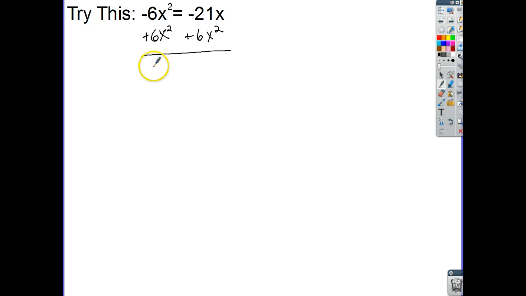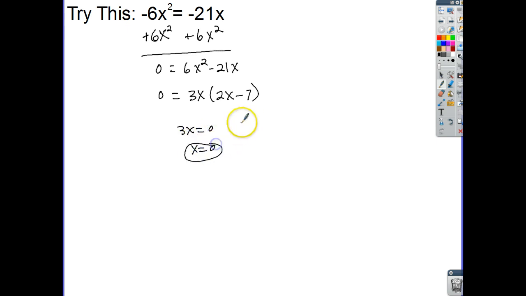Okay, so we add 6x squared to both sides. We get 0 on this side, and the x squared first, so it's 6x squared, and it's minus 21x. And if you notice, there is a common factor, 3 and x, so we can factor out a 3x out of this. What's left is 2x minus 7. We set 3x equal to 0, and that's x is equal to 0 when you divide by 3. And you set 2x minus 7 equal to 0. You get 2x is equal to 7 when you add 7 to both sides, and you get x is equal to 7/2 when you divide both sides by 2. There are our answers. 0 and 7/2.